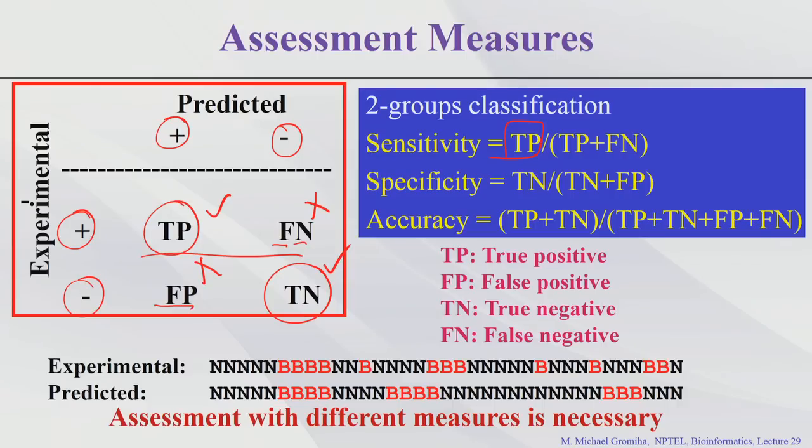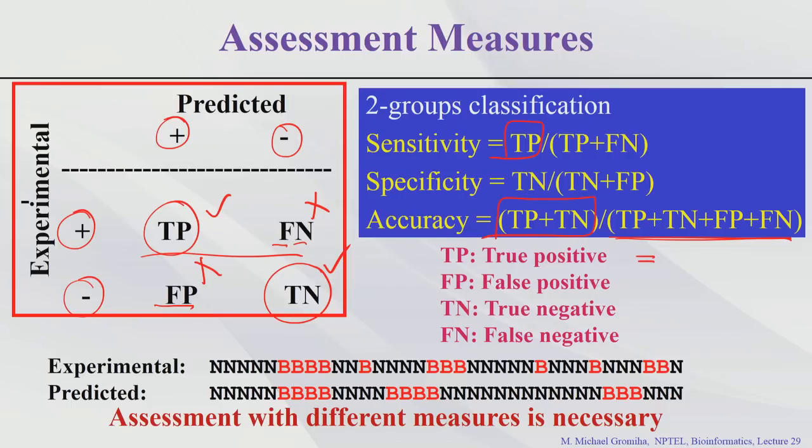Accuracy is the number of correct predictions, true positives plus true negatives, divided by the total number of samples. For example, if you have 100 samples and 70 are correctly predicted, accuracy will be 70%. So, I give one example here. We have 2 different sequences, one experimental and one predicted. B is binding, which in this case is positive, and N is negative. How many true positives?